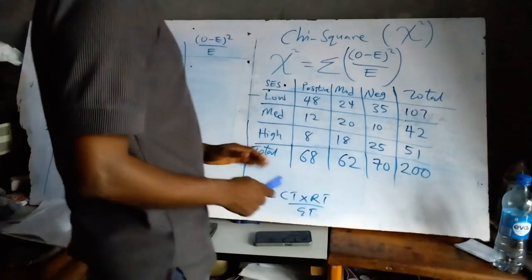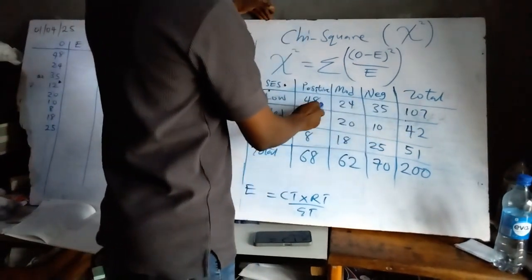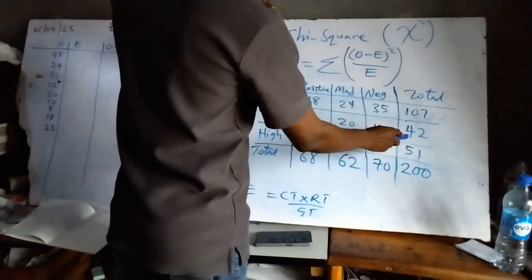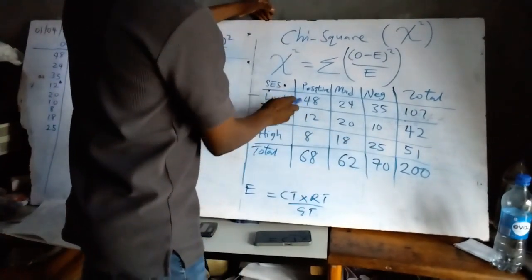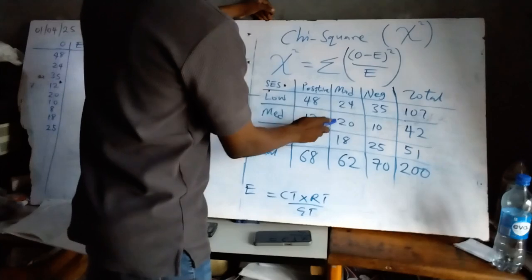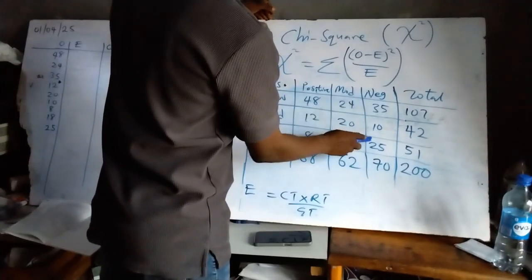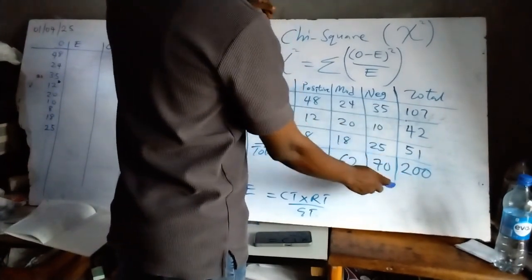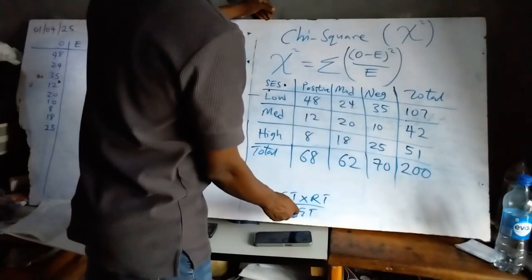So like I said, we got this by getting the total. This plus this plus this gave us this. This plus this plus this gave us this. Then coming here, this plus this plus this gave us this, and this plus this plus this gave us this. So this is the grand total that we have here, GT, grand total.